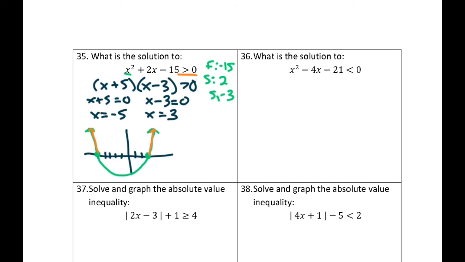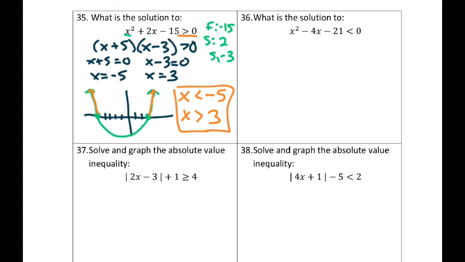We could write it in interval notation, or we can just write it in set builder. So the left piece is where x is less than -5. The right piece is where x is greater than +3. We also did this via number line in the notes and on the homework as well, but we can do it as a graph.